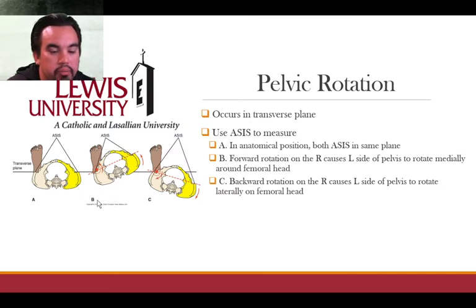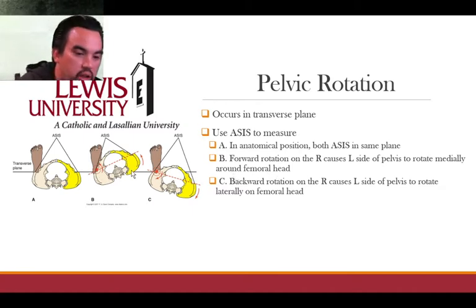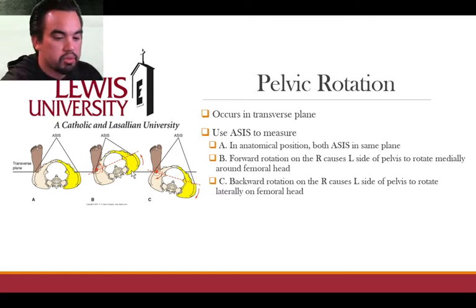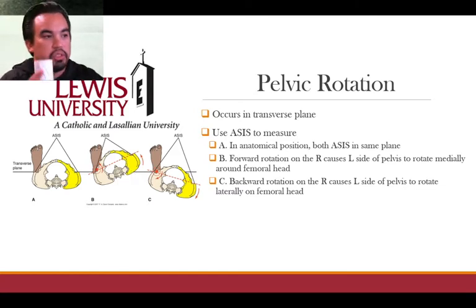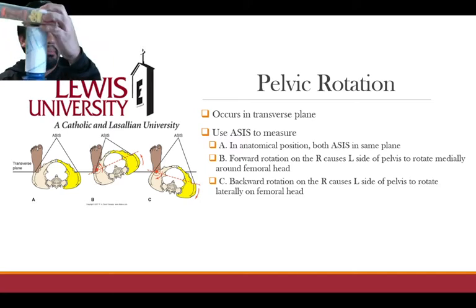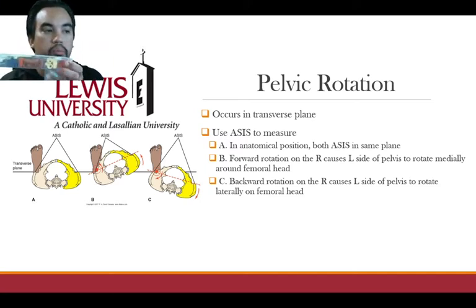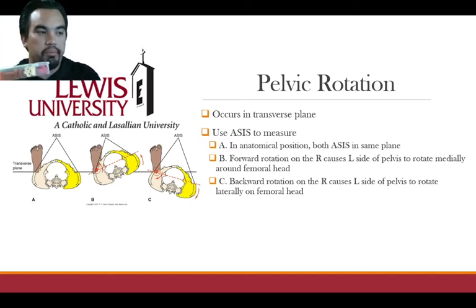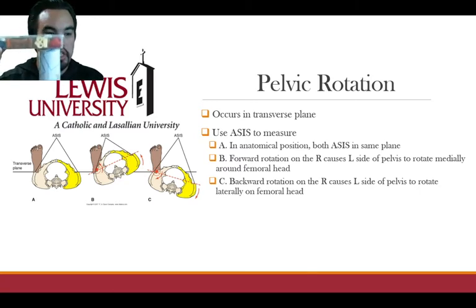letter B here, you see that there's a forward rotation on the right side, and that causes this left side of this pelvis to rotate medially around the femoral head. So you see if I post this, what's the best way to do that? Let's use these two objects that I have. Hip, pelvis. So you look at the pelvic rotation as the hip stationary, okay?